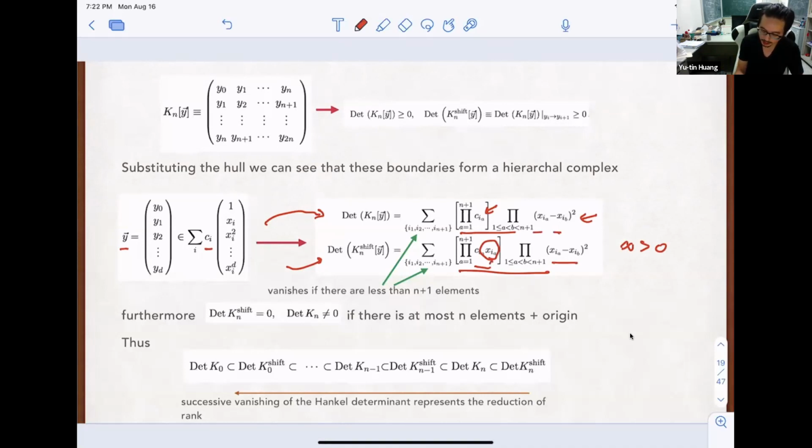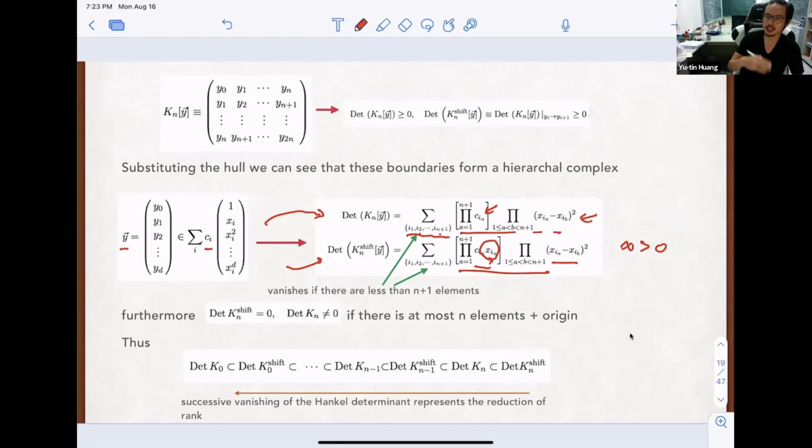So the only way that this thing can be 0 is that there are not enough vectors for you to sum over, because this needs to sum over, for example, i1, i2 to i_{n+1}. So you need to have at least n plus 1 distinct sets to sum over. So when the determinant is 0, that just means that the number of elements in your hull is finite and is smaller than the rank of the Hankel matrix.